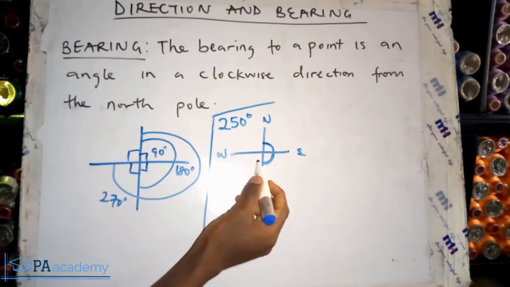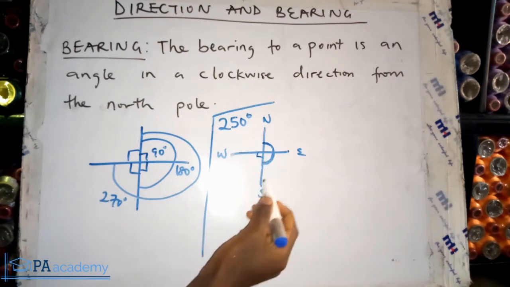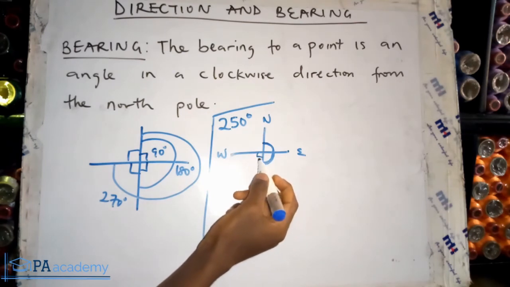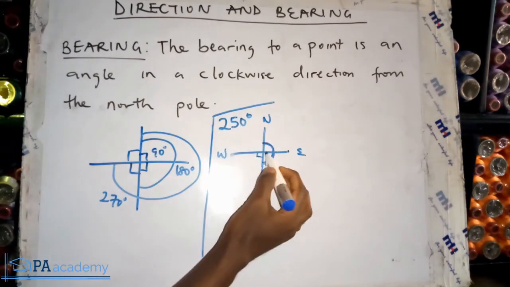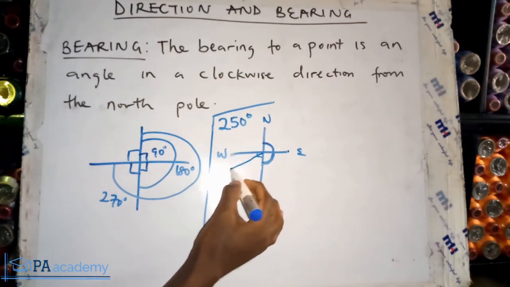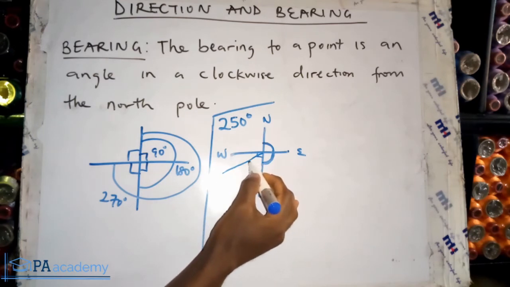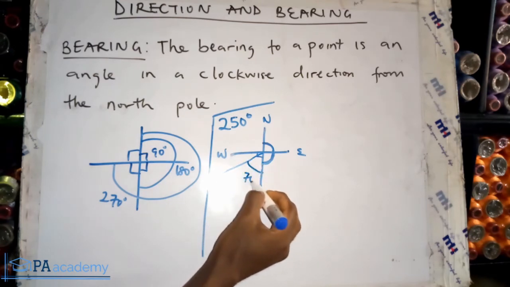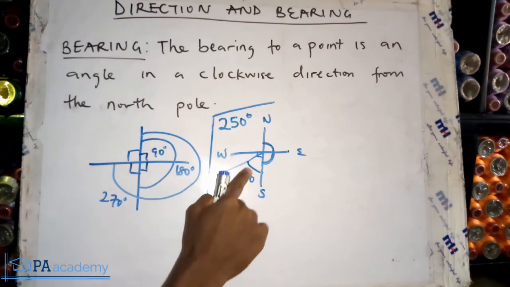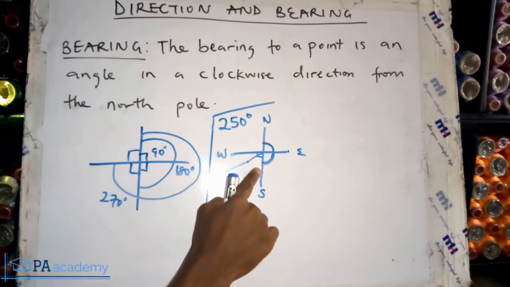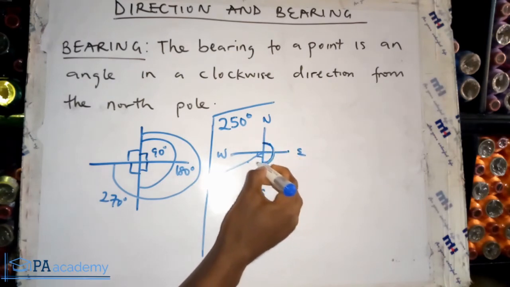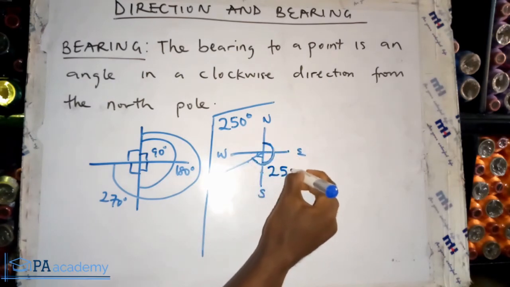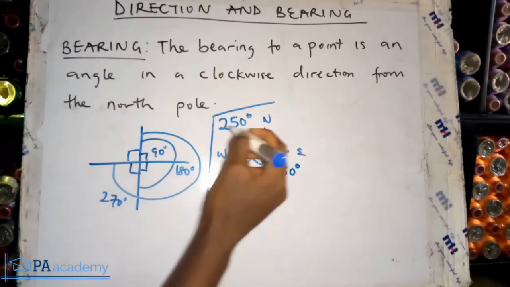So out of this 90 degrees that is here, we are going to add another 70 degrees for us to arrive at 250. Let's just take for example that this particular part is 70 degrees. If we've agreed that this is 70 degrees, then from here to here is 250 degrees. That's the bearing of 250 degrees.